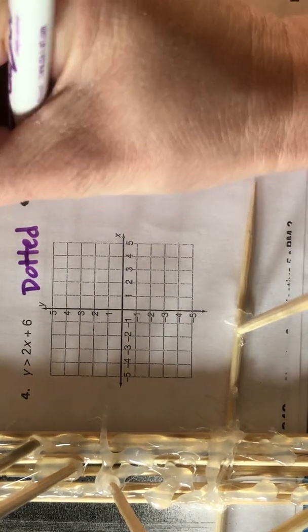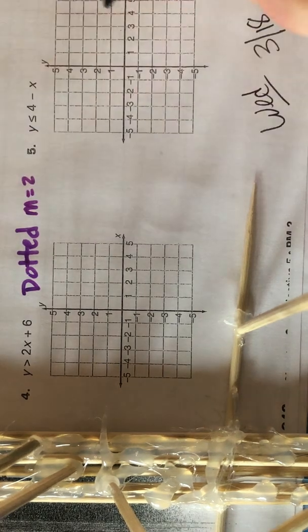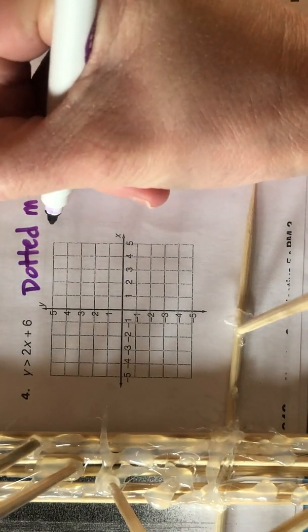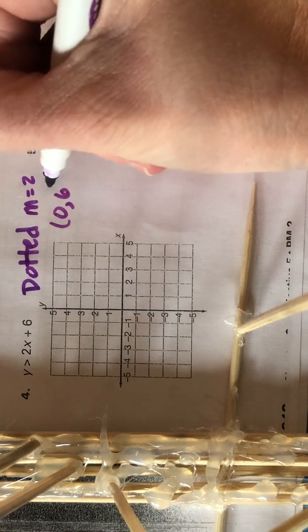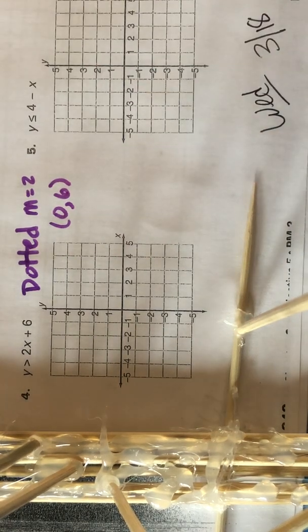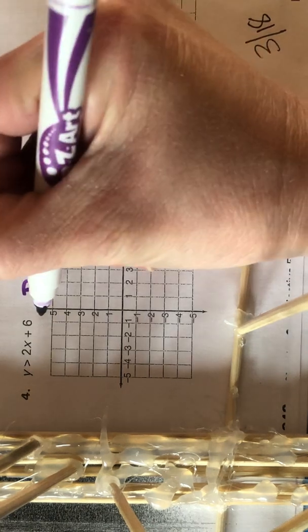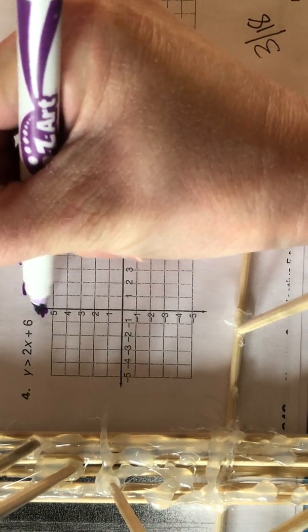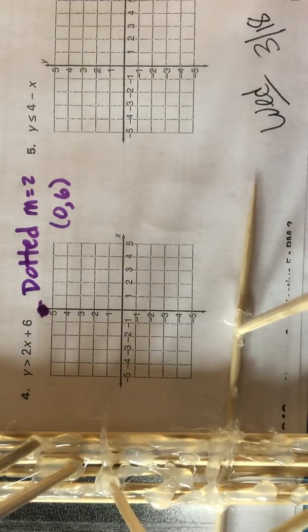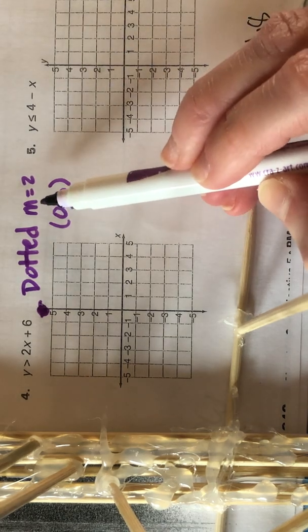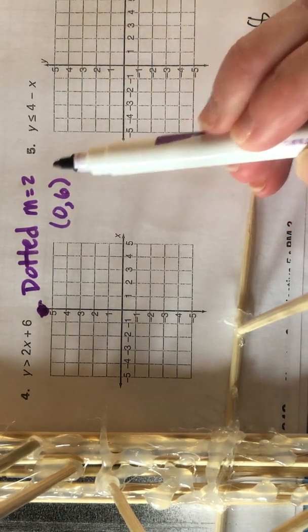So the slope of this line is 2, and the y-intercept is going to be the point (0, 6). So I'm going to create a line that has a y-intercept of 6. What the heck? There's no 6 on here. So I'm just going to extend it so it's up there. So there's my y-intercept (0, 6). And then it has a slope of positive 2, so it's going up.